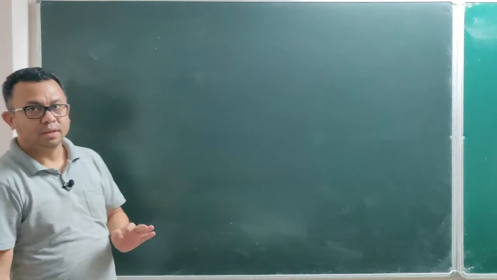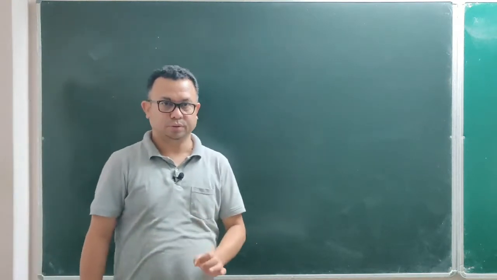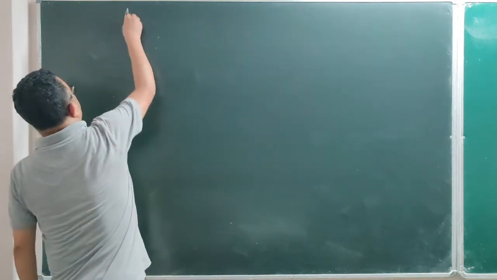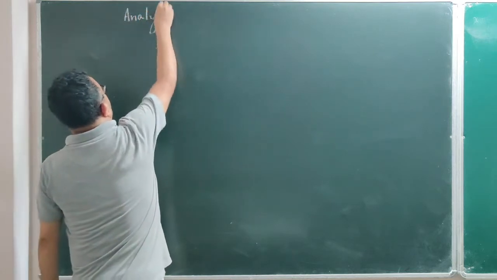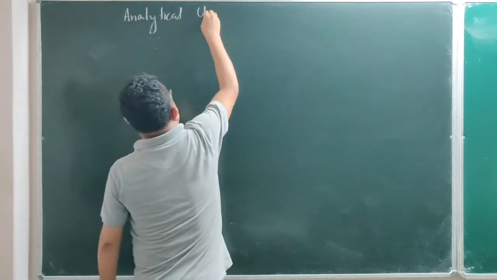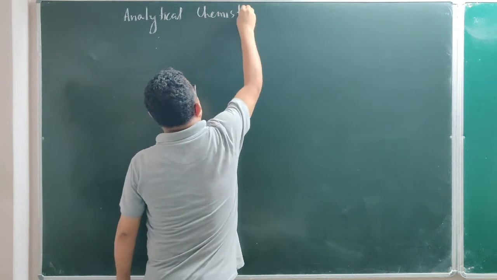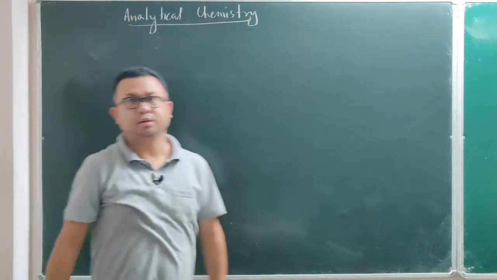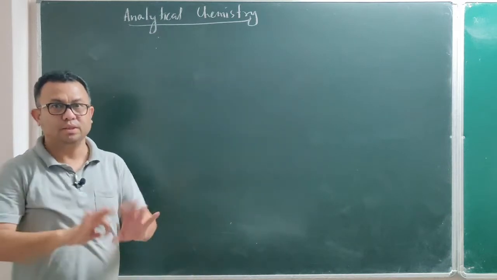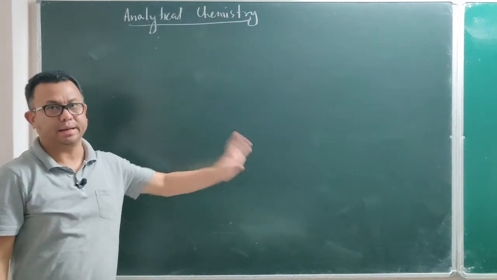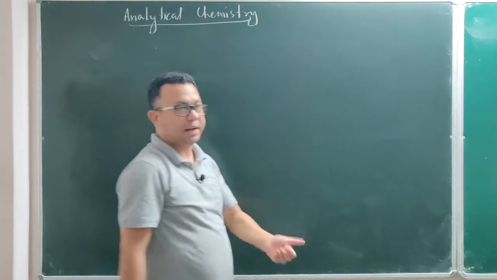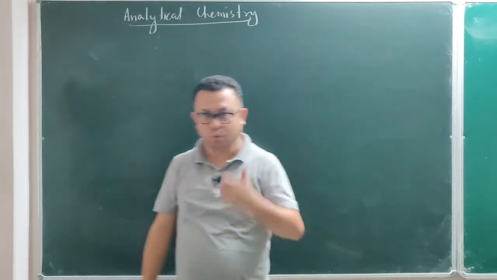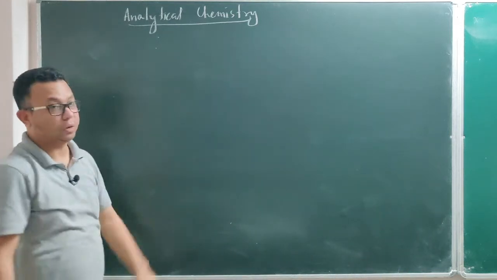And the fourth chapter is Analytical Chemistry. So here it is, I am writing the name of the chapter. This analytical chemistry is nothing but practical chemistry. So the whole chapter is based on practical. I will be showing you practically what you are supposed to do with respect to analytical chemistry.